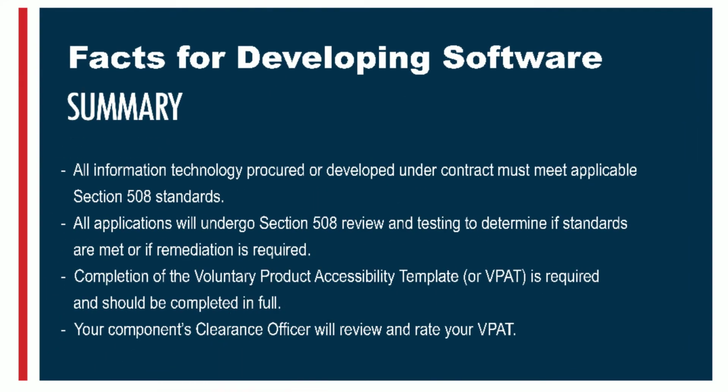Let's summarize the Section 508 facts for developing software at CMS. All information technology procured or developed under contract must meet applicable Section 508 standards. All applications will undergo Section 508 review and testing to determine if standards are met or if remediation is required. Completion of the Voluntary Product Accessibility Template, or VPAT, is required, and it should be completed in full. Your component's clearance officer will review and rate your VPAT.